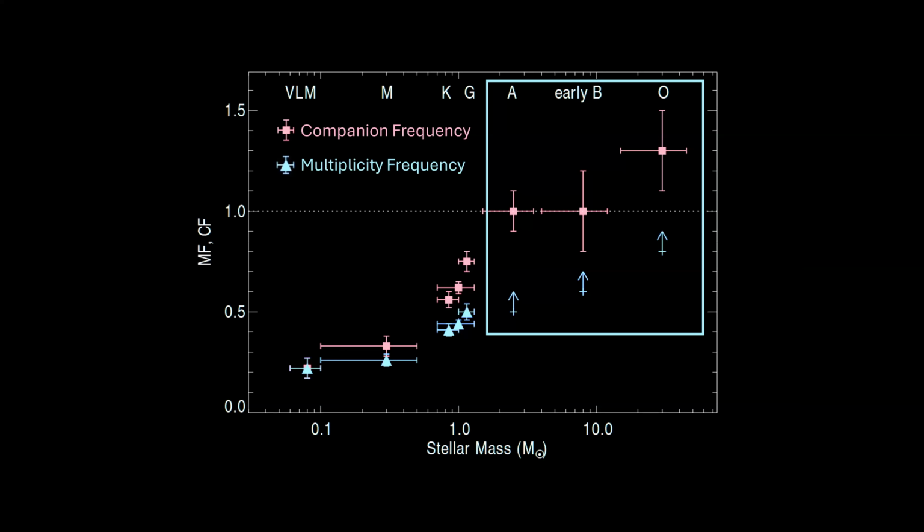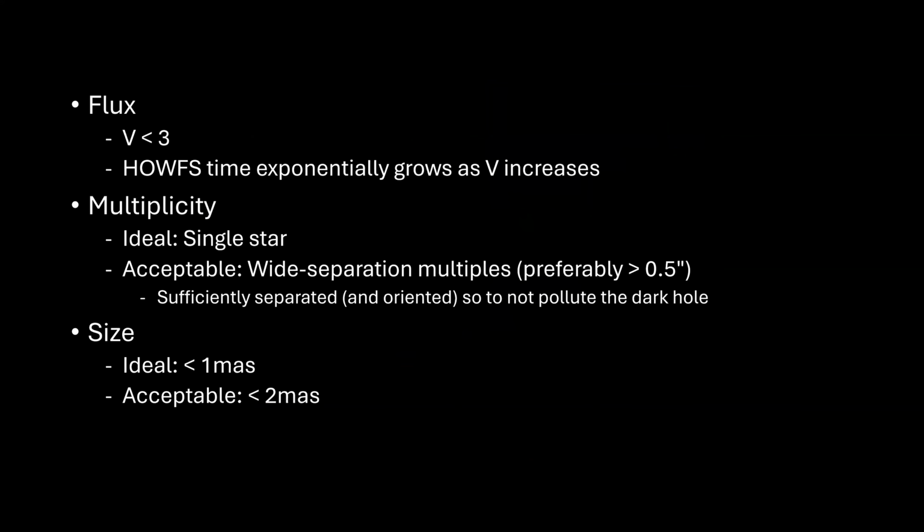So we need to go and figure out which stars that are inevitably multiples are acceptable to use for Roman. The last thing is we need stellar size to be acceptable. We would like for our stars all to be less than 1 milliarc second in diameter. Acceptable, the current limit for what is a good reference star with Roman is about 2 milliarc seconds.